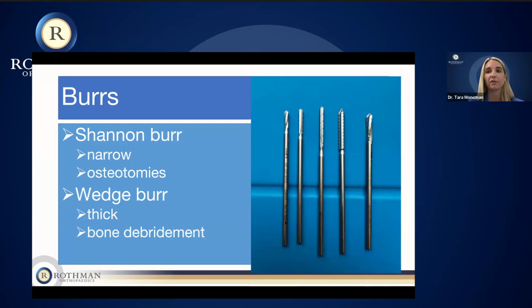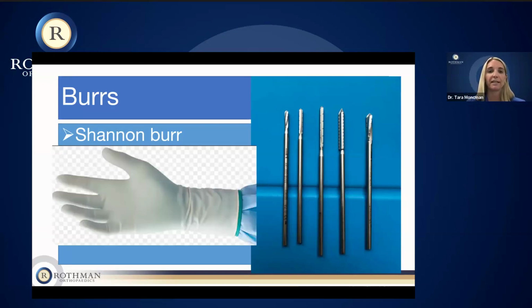And this is an example of all those different burrs that we use. The Shannon burr is the traditional thin burr here. You can see my arrow on it. And that's what we use to do the osteotomies or bone cuts. And then these thicker wedge burrs we can use maybe to shave down the bone and to smooth any sharp edges that might be there. And again, it's great. It's very low risk to the soft tissue. So you can put it on your glove and it won't catch your glove.